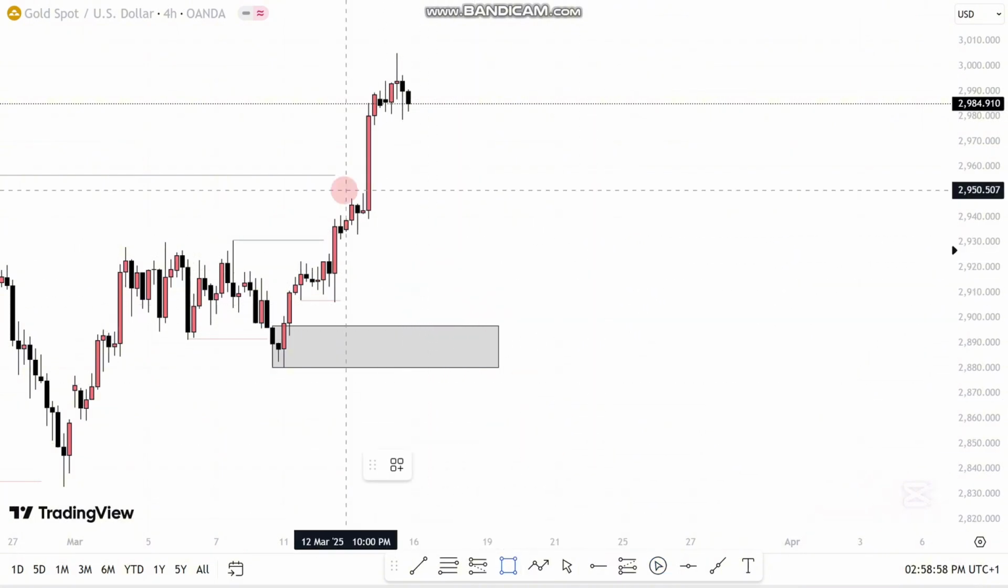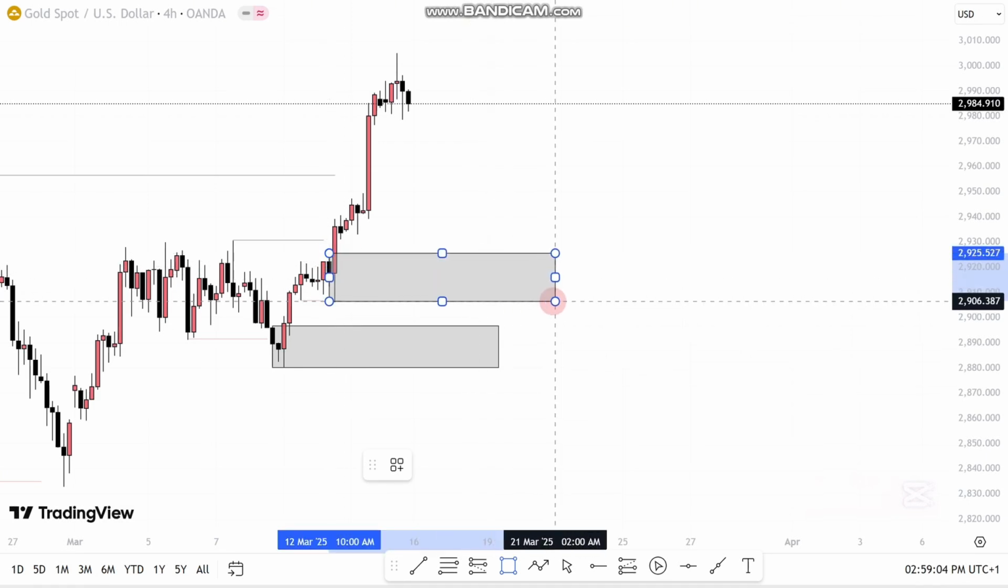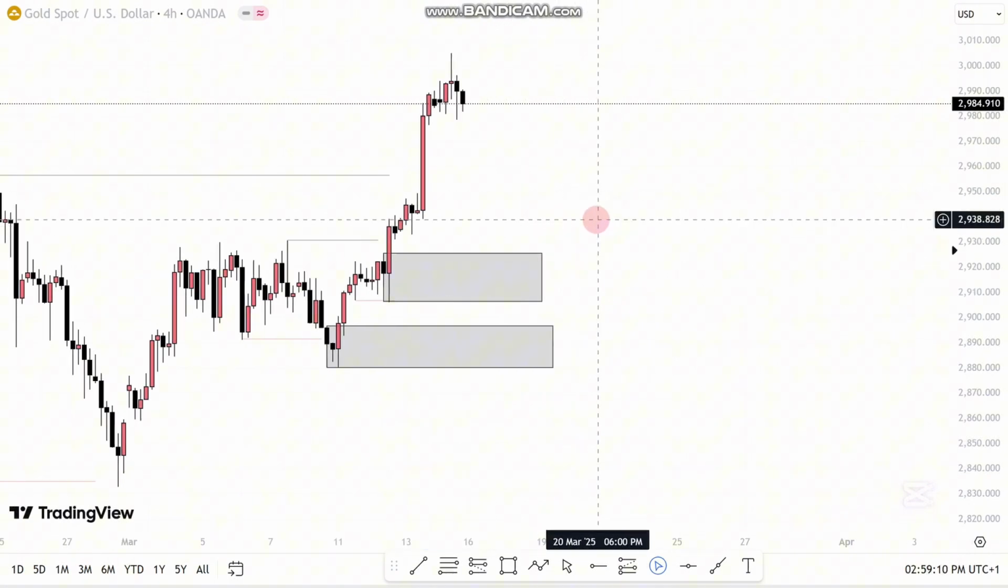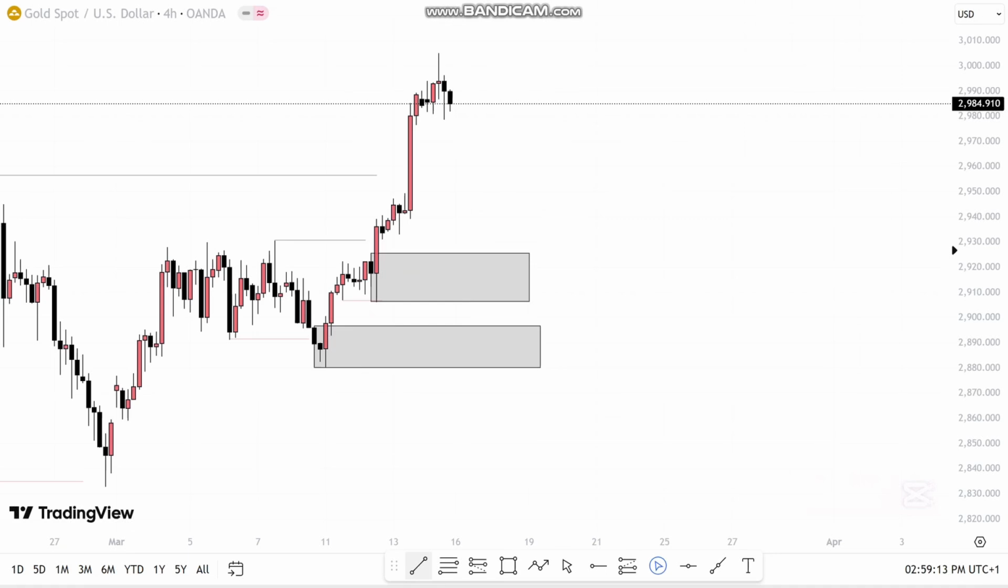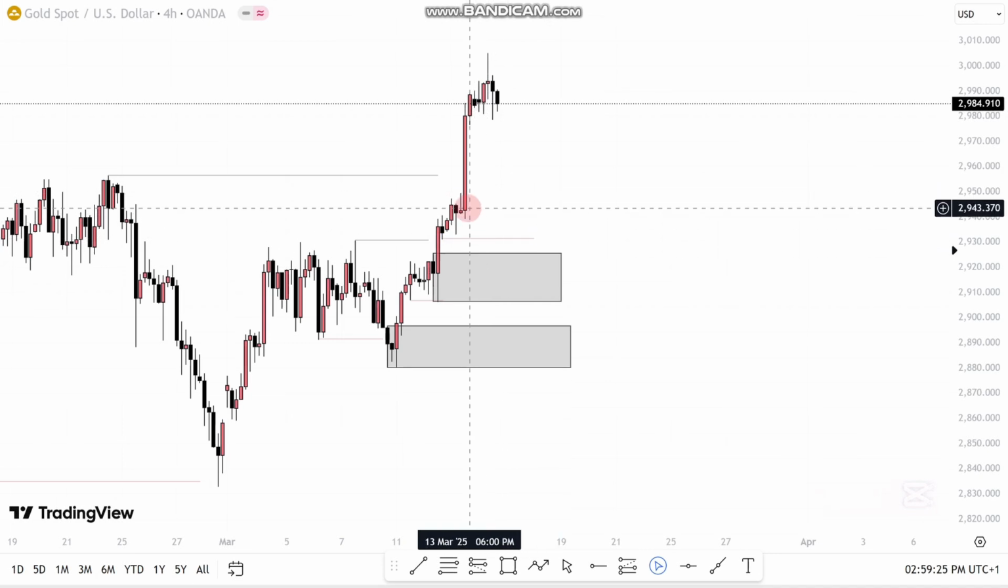And for this one that is around here, okay, this is another demand. Why is it so valid, and why is it an A plus area to actually buy from? If you look here on gold, you can see that before gold broke this external high on the daily time frame, gold gave us these lows. Okay, if you look at these weak candles, these are liquidity for price.